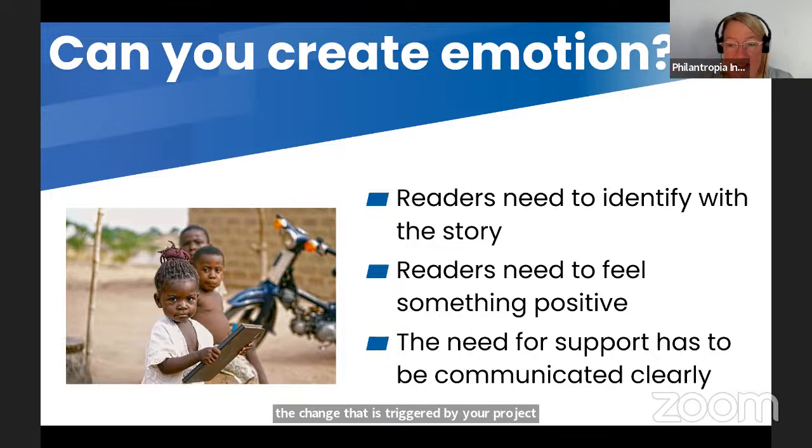And also make sure that the need for support is communicated clearly. Because sometimes people are great in telling stories and painting the picture, and then they're not saying how people can actually support and help. But that is also important, that at the end you have to say, look, we need this amount of money, we need this support from you, please share this, make sure that your community knows, etc.